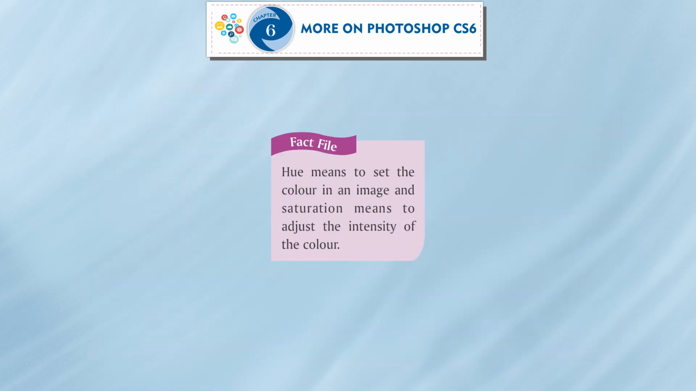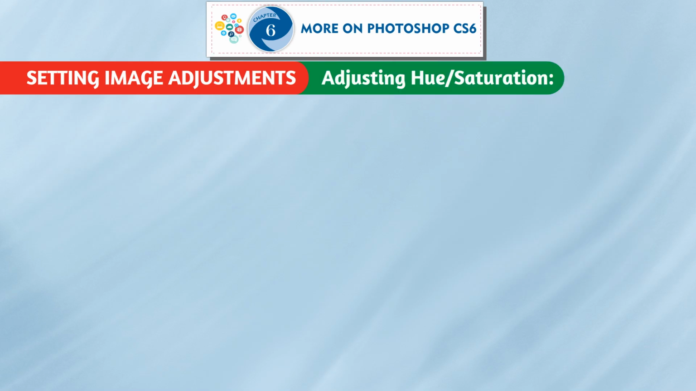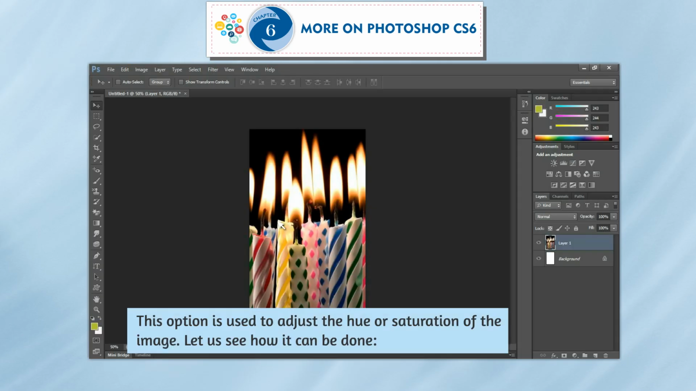Fact file. Hue means to set the color in an image and saturation means to adjust the intensity of the color. Setting image adjustments. You can adjust many settings of the image to improve the quality of the image, like setting color levels, brightness and contrast of the image, color balance, posterize, shadow or highlight the image, and many other options. Adjusting hue/saturation. This option is used to adjust the hue or saturation of the image.